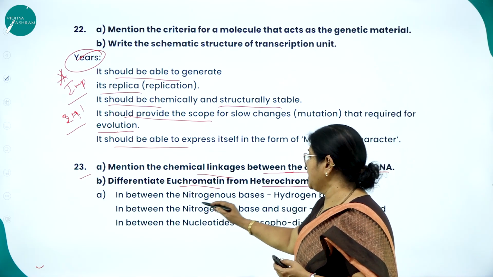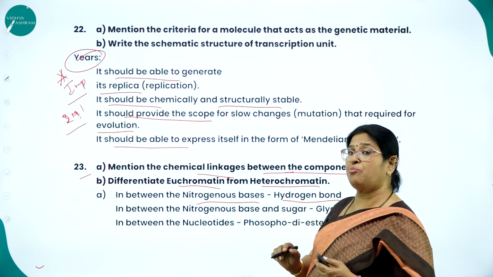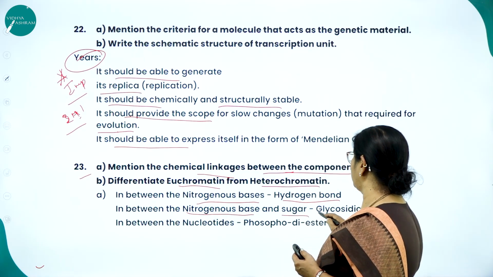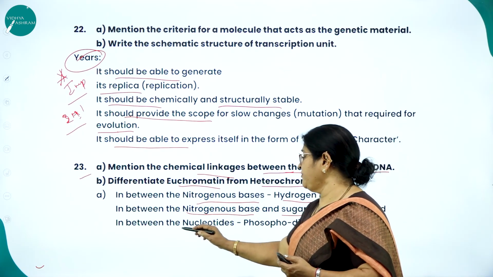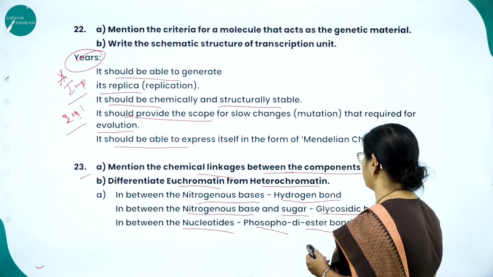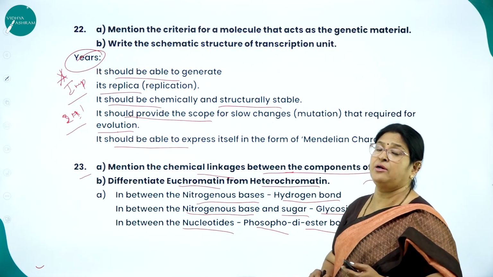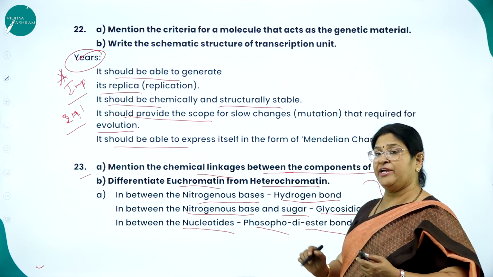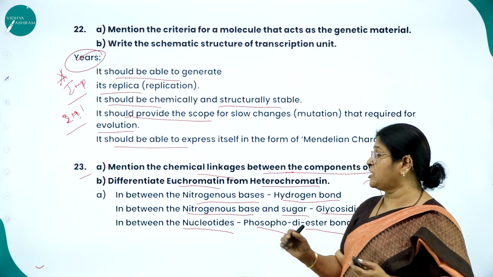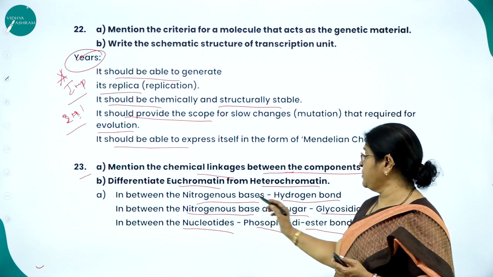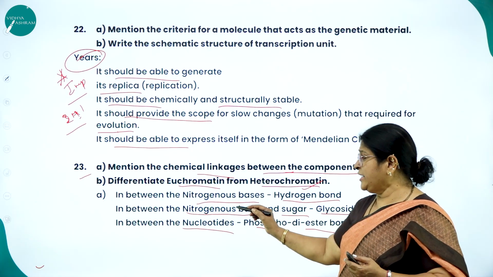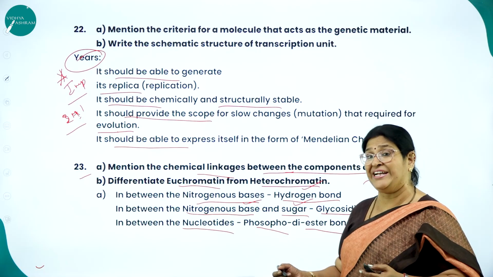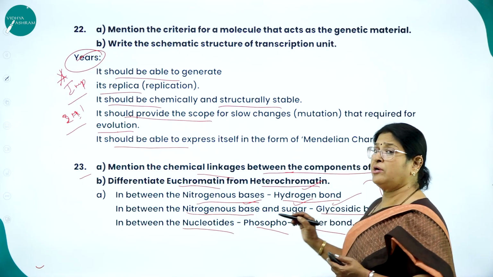So in between the nitrogenous bases, what is the bond we find? Hydrogen bond. In between the nitrogen base and sugar, glycosidic bond. In between the nucleotides, phosphodiester bond. This is a very, very important point to be noted: the linkages between the components of DNA. What is the type of linkage between the nitrogenous bases? Hydrogen bond. And between the nitrogenous base and sugar, which we call a nucleoside, it is a glycosidic bond.